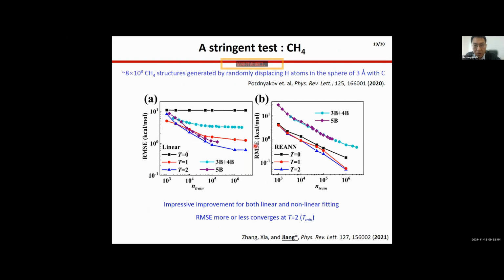So here is the numerical test of our model. On the left we show the results of the descriptor itself with a linear regression, without using neural networks, and our results with t equals 2, with 2 iterations, perform much better than using t equals 0 and the previous 3-body and 4-body descriptors.